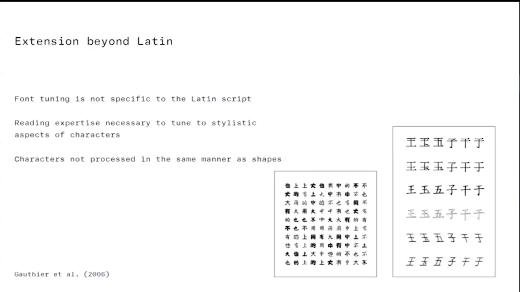Font tuning has also been looked at in Chinese and found that it does occur with Chinese characters. But perhaps more interesting, I think, is that you do need to be able to read Chinese in order to be able to tune. So if they are random shapes, if you don't read Chinese, then you can't actually tune into the task irrelevant characteristics. So it does suggest, as Gauthier et al. said, characters are not processed in the same manner as shapes.